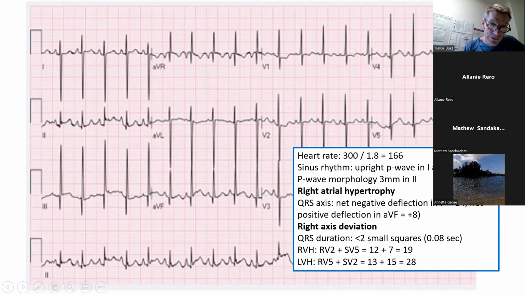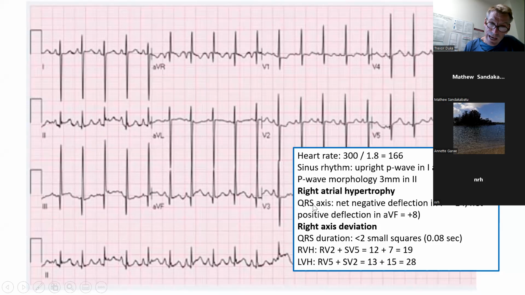And in this case, you can see that the P waves are quite peaked. The P wave is at least 3 millimeters high. So that tells us, if you remember, that there's right atrial hypertrophy. If the P wave is more than 2 millimeters wide, then there's left atrial hypertrophy. But this peaked P wave suggests right atrial hypertrophy.